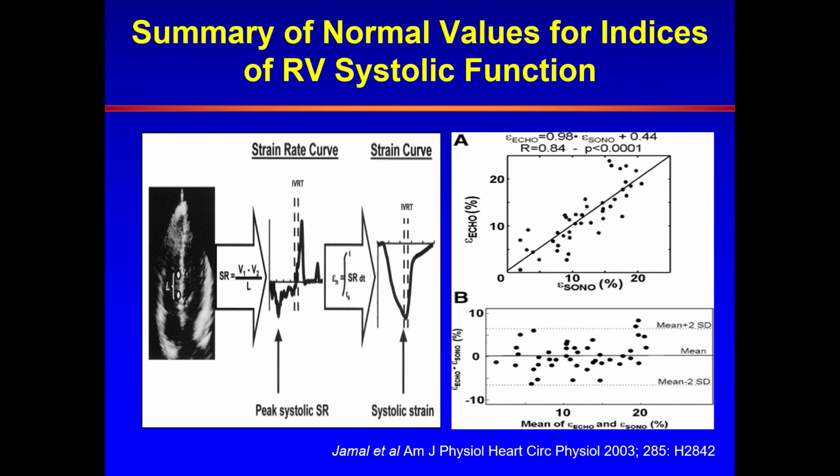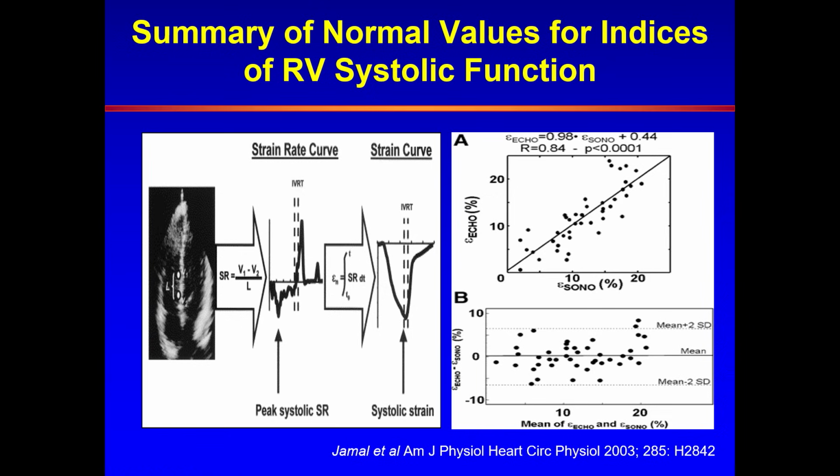Then comes another index of RV systolic function, which is RV strain. I'm showing here one of the early validation studies where strain was measured by sonomicrometry against echocardiographic measurements. You see a good correlation. And we can measure strain for each of these segments, the 3 segments on the free wall as well as the 3 segments on the septum.